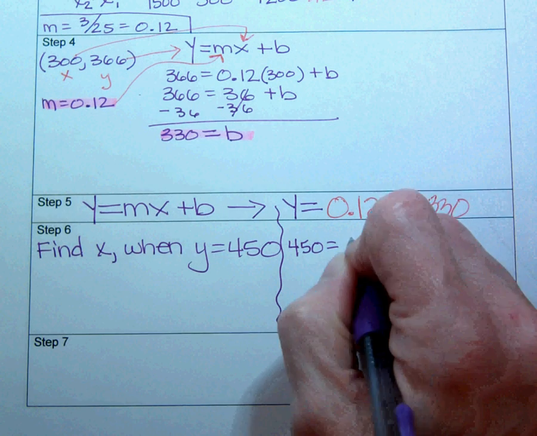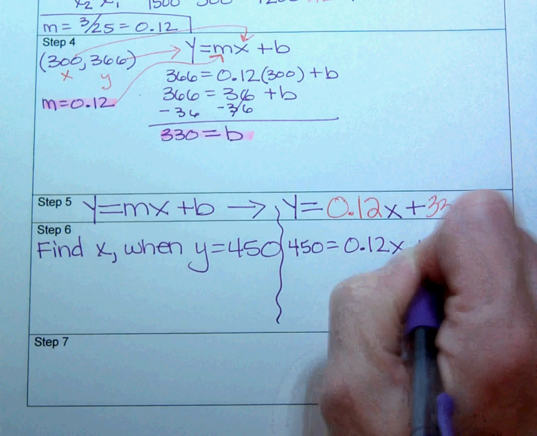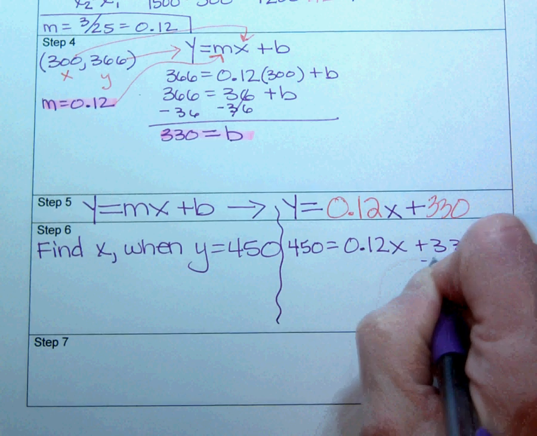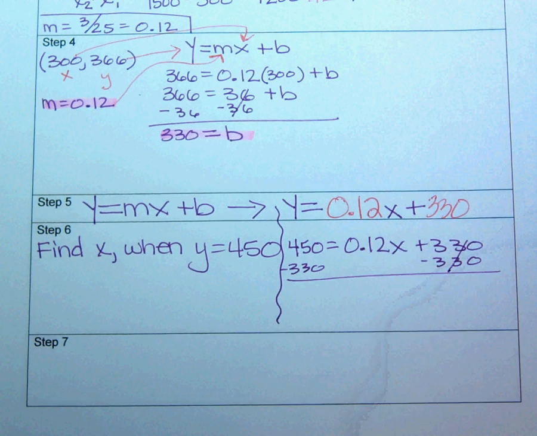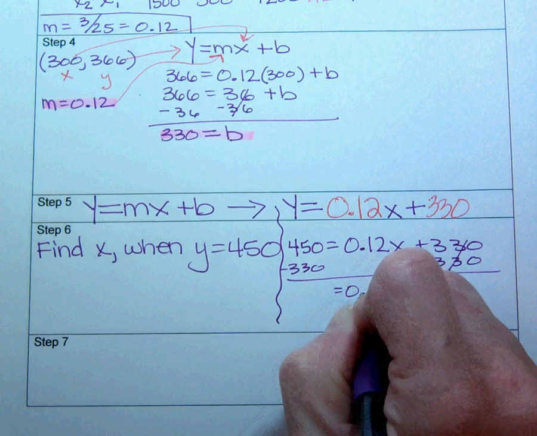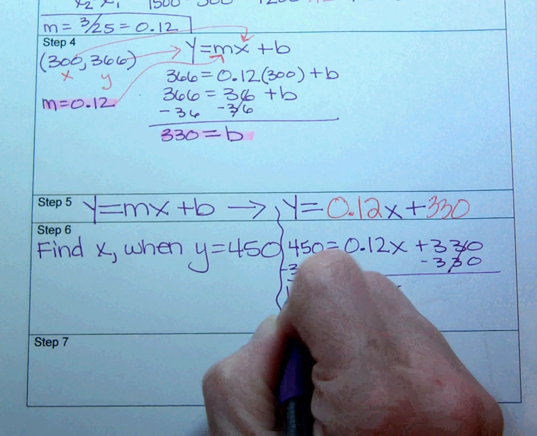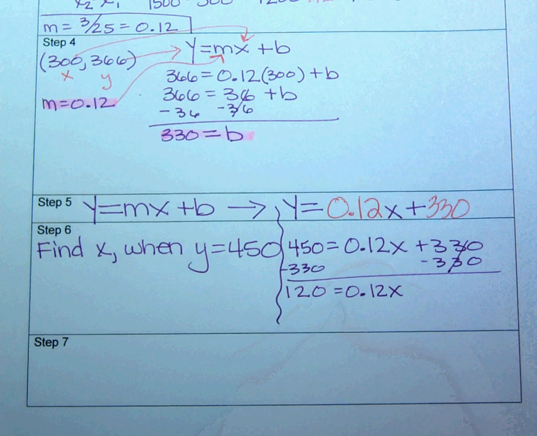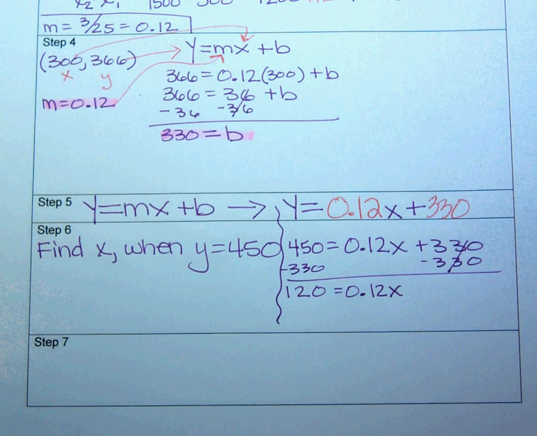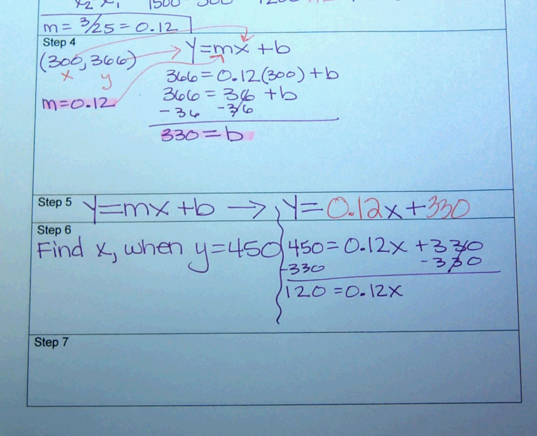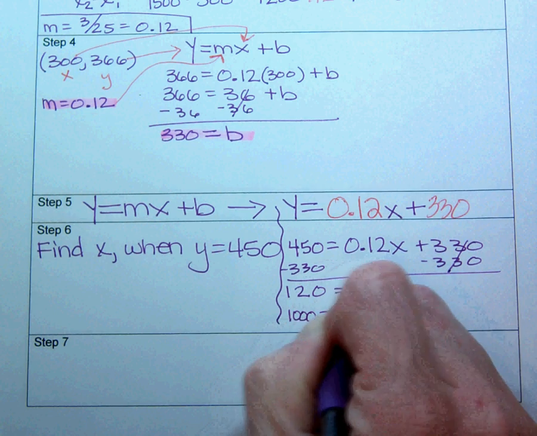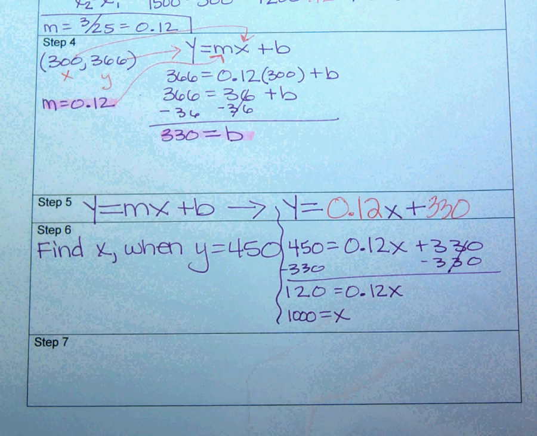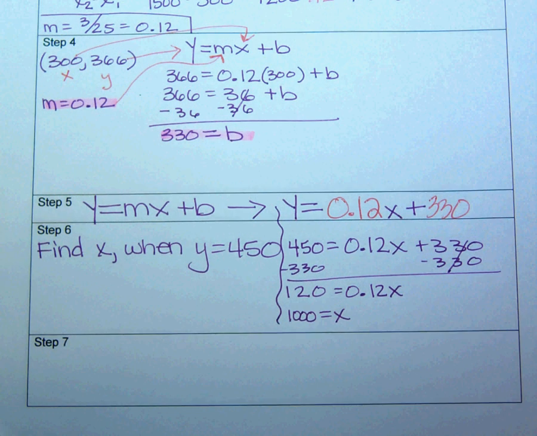So 450 equals 0.12x plus 330. So subtract 330 from both sides. So I get 120 equals 0.12x. And I'm going to divide and I get 1,000. So I divided both sides by 0.12 and I get x equals 1,000.